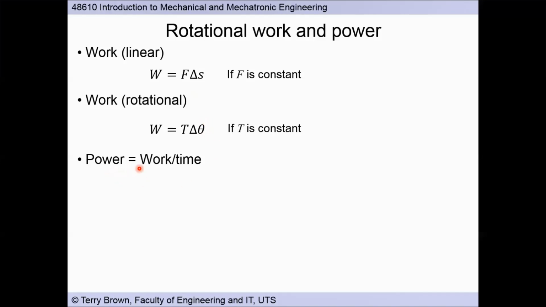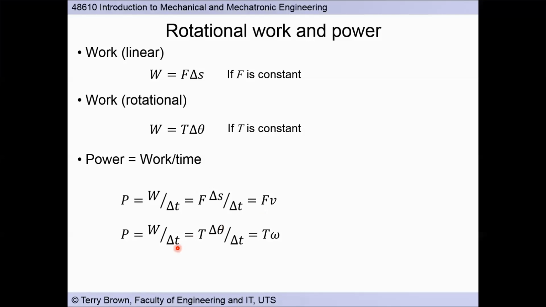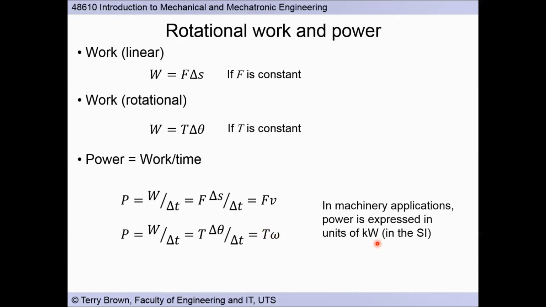Power is equal to work over time. So if we now put time into these equations up here, we can see that the power equals force times distance moved divided by the time it takes to move. So the instantaneous power is force times velocity. And for rotational power and work, we have a similar equation. Power equals the torque times the rotational speed. Okay, in machinery applications, power is expressed in units of kilowatts.